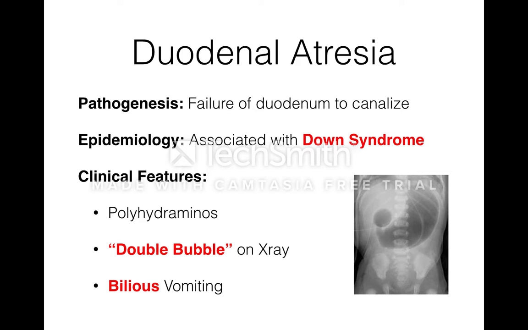Duodenal atresia is a congenital disorder that results from failure of the duodenum to canalize. It's typically associated with Down syndrome. Patients have polyhydramnios in utero, and abdominal X-ray will show the characteristic double bubble sign seen here. As neonates, they will present with bilious vomiting.